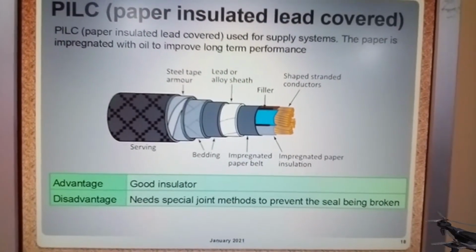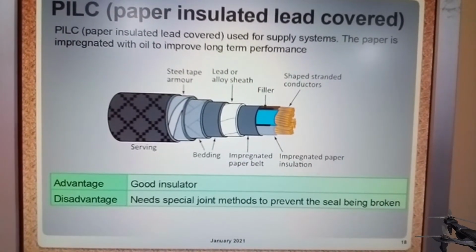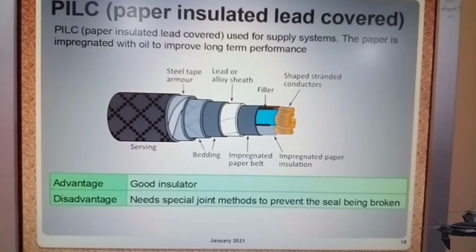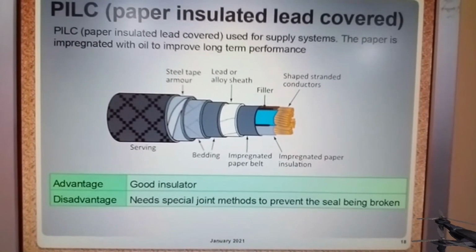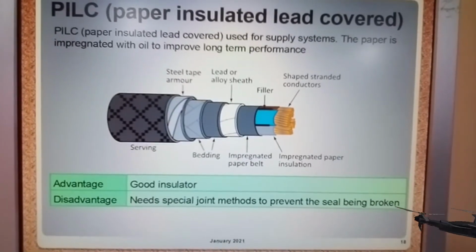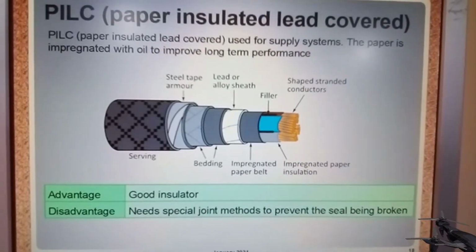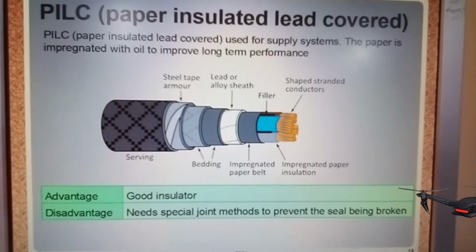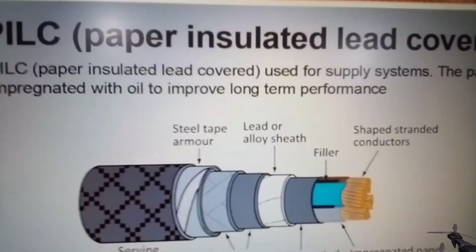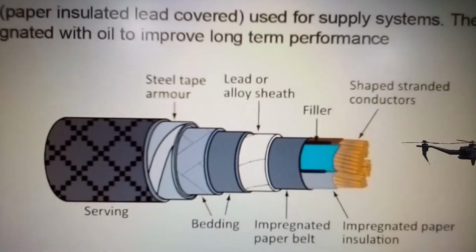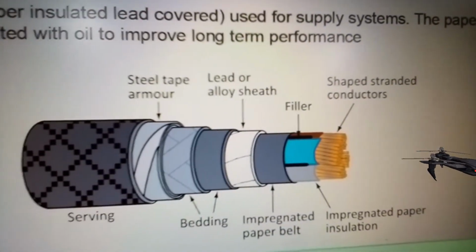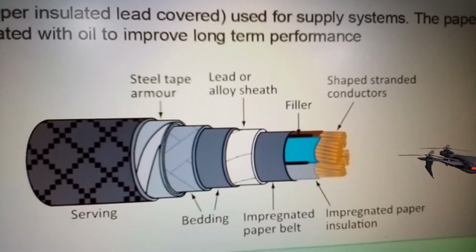And here you have PILC, paper insulated lead covered. Now this is heavy cable used for supplying possibly to some distribution boards. This you can read for yourself. Overall you don't need me to be reading this out to you.